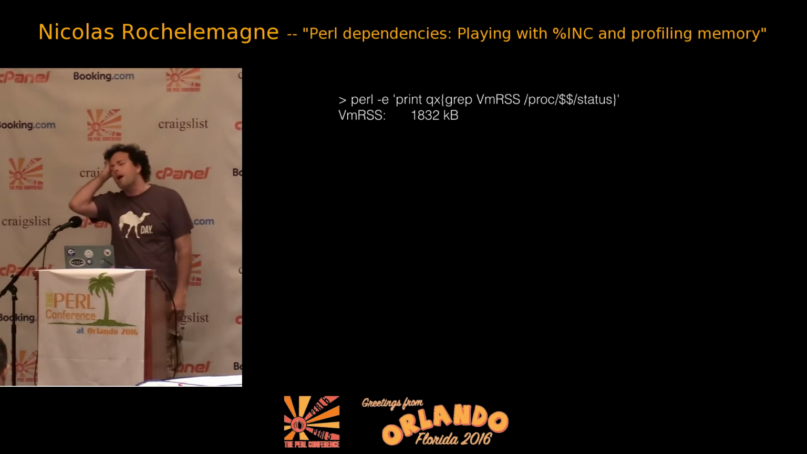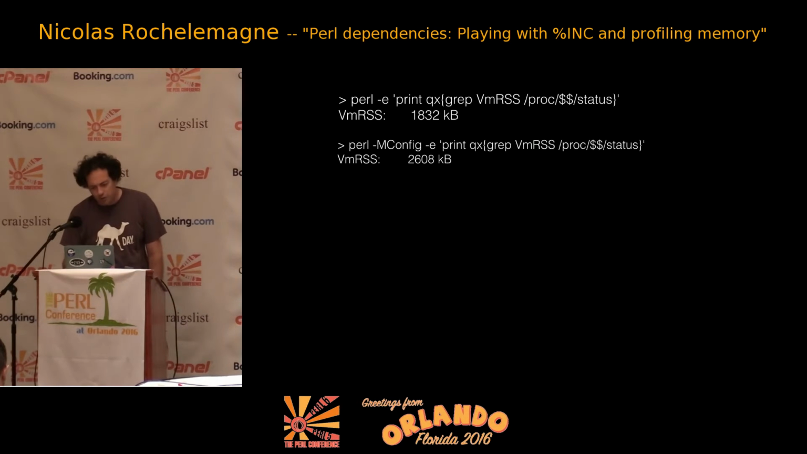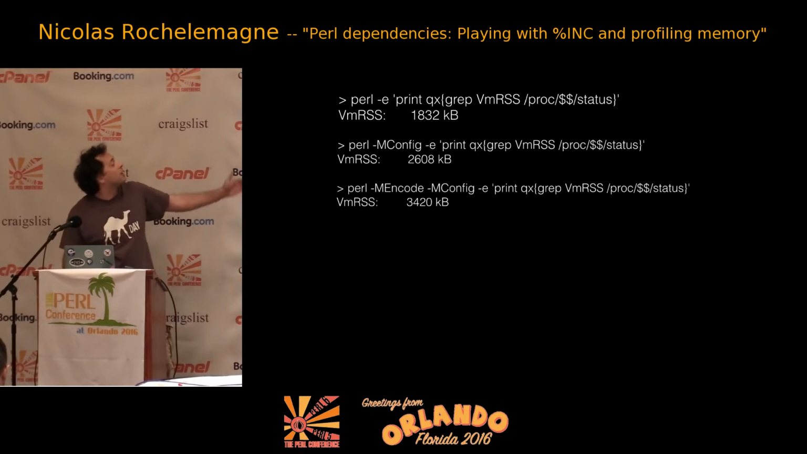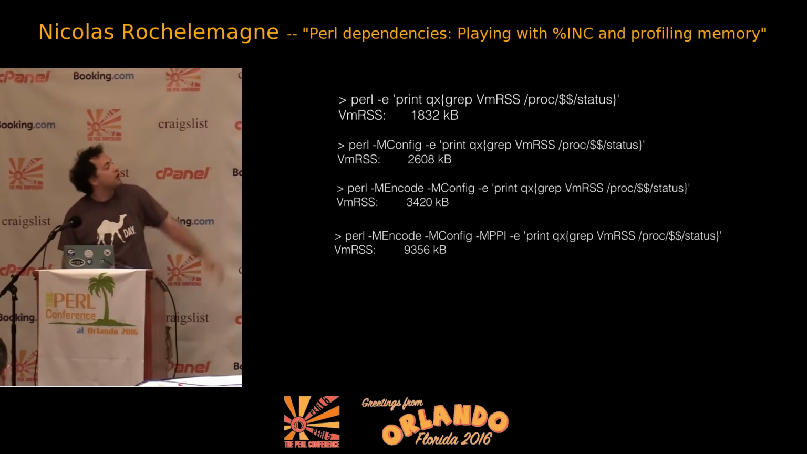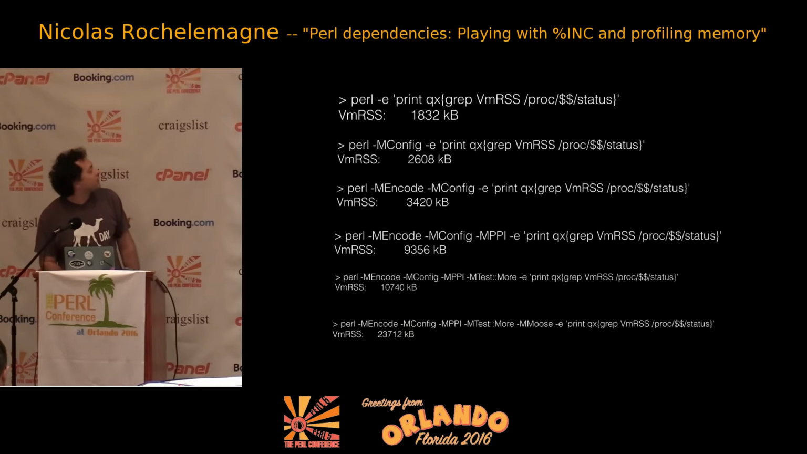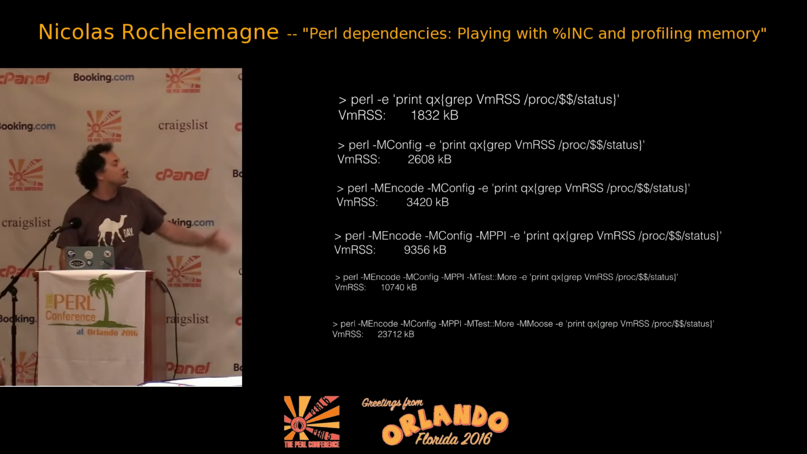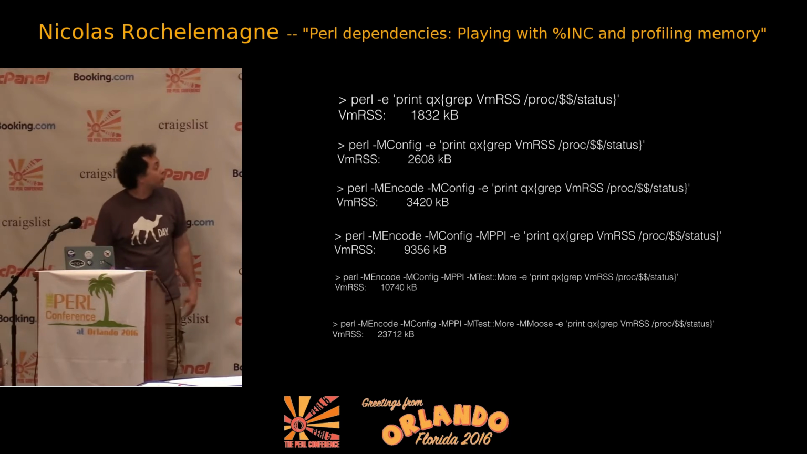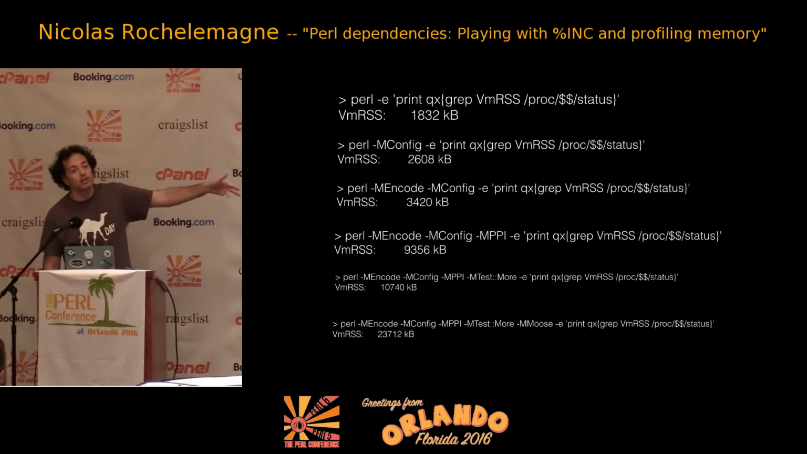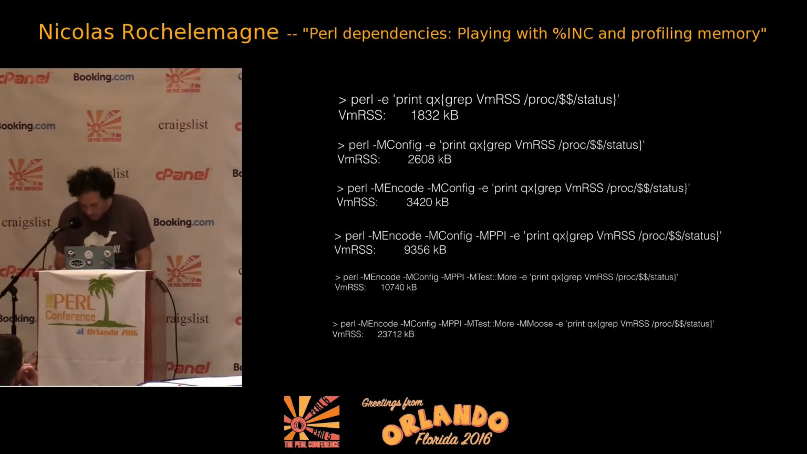So what happens when I combine them, when I try to load more than one module? This is no module, just Config 2.6, Config and Encode 3.4, Encode, Config and PPI nearly 10 meg, and using Test::More 10 extra meg, using Moose, and this is 23 meg that I'm going to pay at startup just by loading this module. And if you want to have fun, you can try to include your full Perl stack to see how much memory you're going to use by just preloading all your modules in a one-liner. It will be pretty fun.